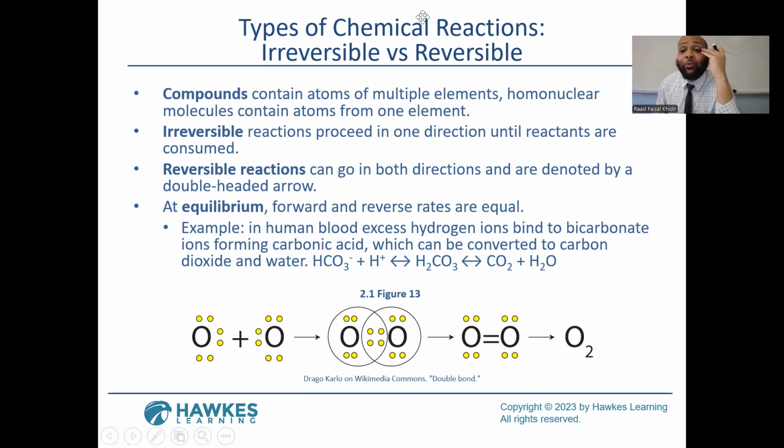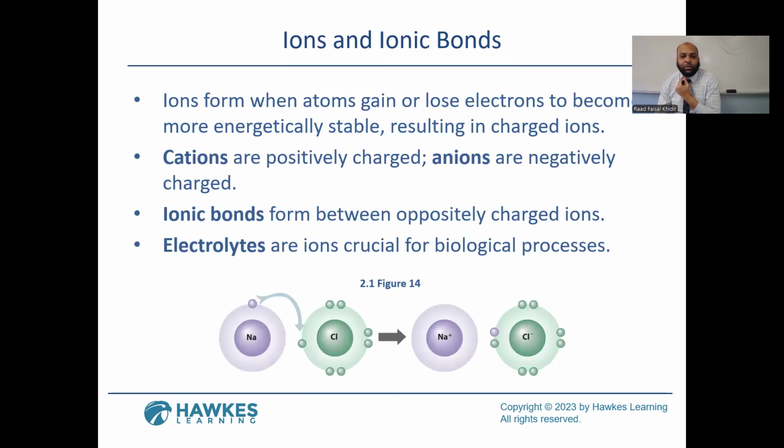At equilibrium, forward and reverse rates are equal. That is very important. What is equilibrium? Equilibrium is when the forward and the reverse reaction rates are equal. For example, in human blood, excessive hydrogen ions bind to bicarbonate ions, forming carbonic acid, which can be converted to carbon dioxide and water. Ions form when atoms gain or lose electrons to become more energetically stable.